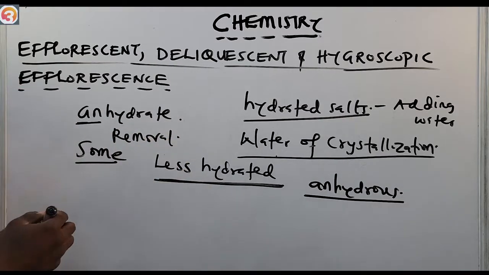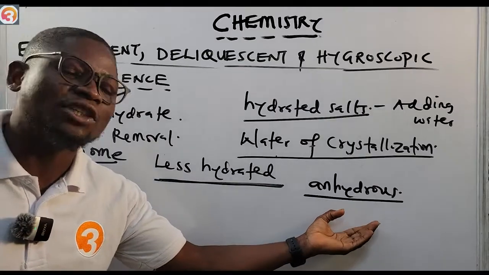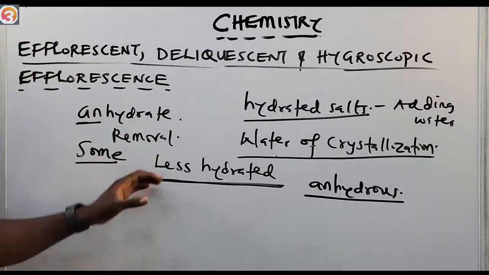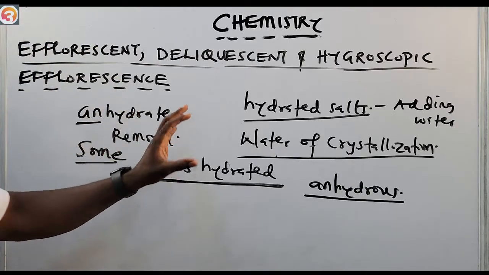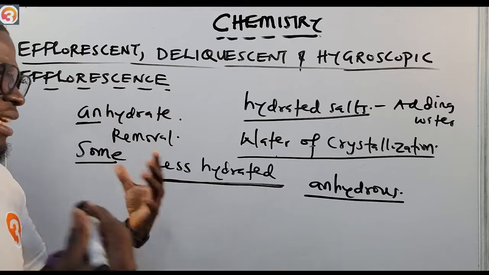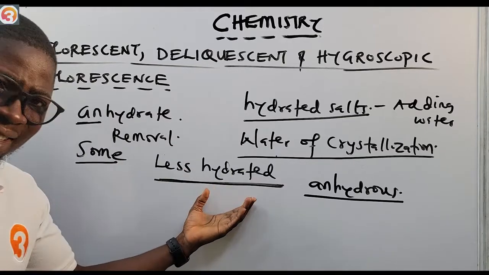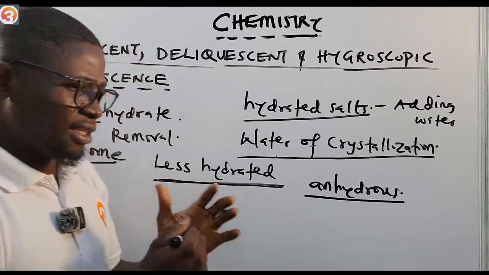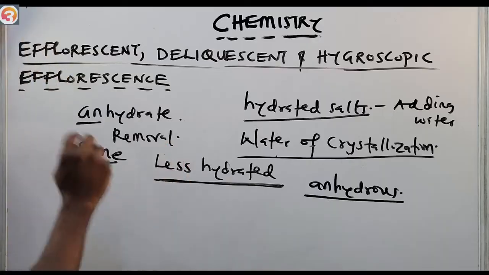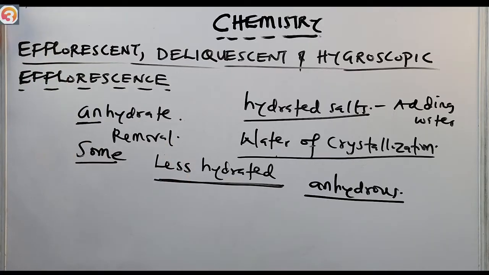Of water. So they become what? Anhydrous. All right, so that is efflorescence: a phenomenon whereby some hydrated salts which have water of crystallization lose some of their water of crystallization to become less hydrated, or lose all of it to become anhydrous. That is the phenomenon we call efflorescence. Simple as ABC.